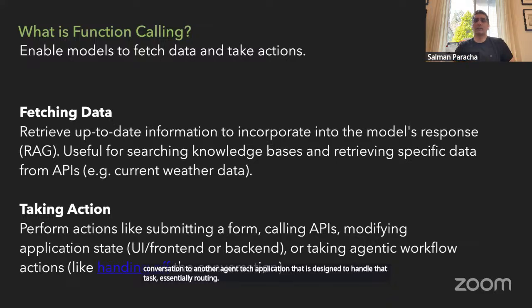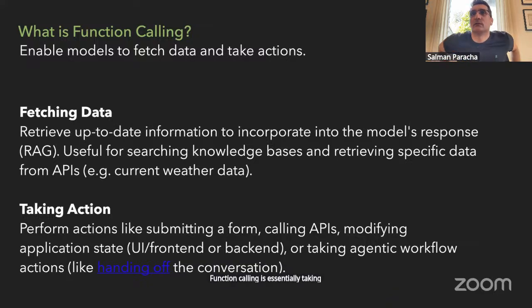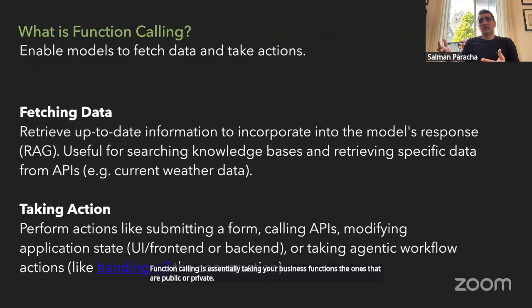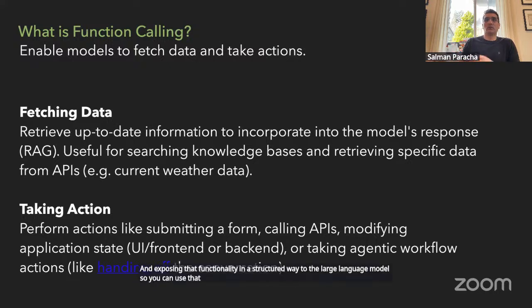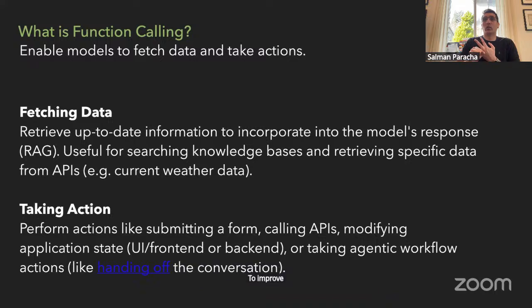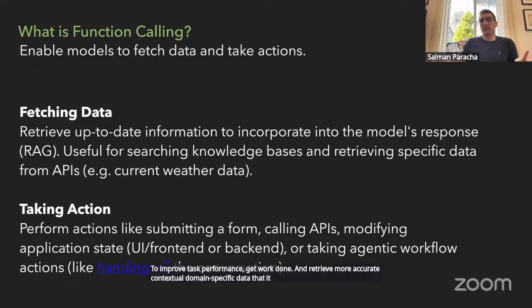Function calling is essentially taking your business functions, the ones that are public or private, and exposing that functionality in a structured way to the large language model so it can use that type of information to improve task performance, get work done, and retrieve more accurate, contextual, domain-specific data that it wouldn't have been able to get otherwise.